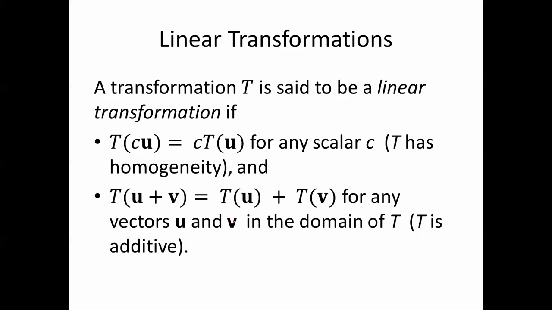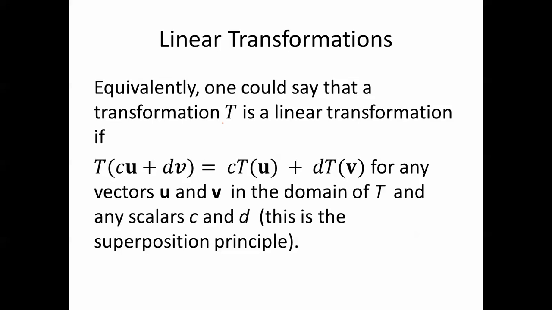A transformation T is said to be a linear transformation if T of cu equals c times T of u for any scalar c. In other words, you can pull that constant out. We say that T has homogeneity. Also, T of u plus v is T of u plus T of v for any vectors u and v in the domain of T. T is said to be additive.